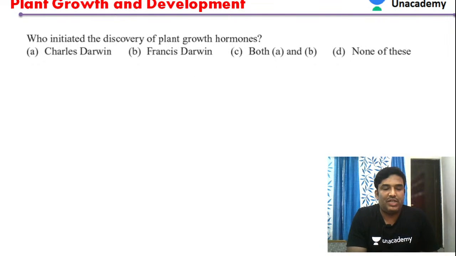Let us move to the next question. Who initiated the discovery of plant growth hormones? Who is the scientist who initiated the discovery of plant growth hormones? The options are Charles Darwin, Franz Darwin, both, and none of these. Certainly both, by using the coleoptile tip experiment, so option C will be our answer.